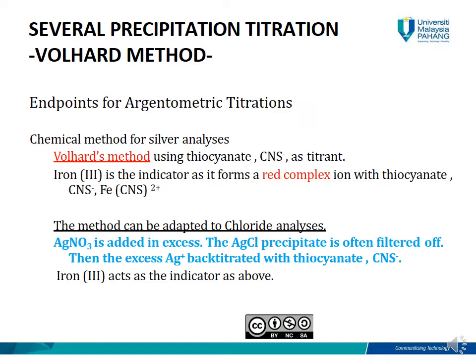So basically, the correct way to implement the Volhard method is that before we do the second titration using the second precipitating reagent, you first filter off the silver chloride, and then you do the back titration with the thiocyanate and iron 3 plus as your indicator.